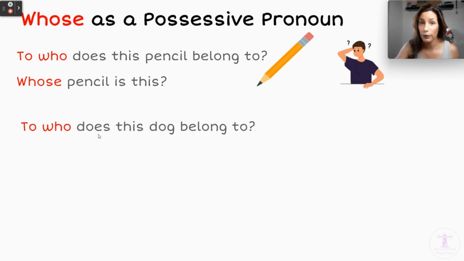Okay, so remember the dog. You see a dog. Whose is it? No one knows, and you want to ask. You can say, to who does this dog belong to? Or you can say, and have a think before I show you, how could you say that using whose?